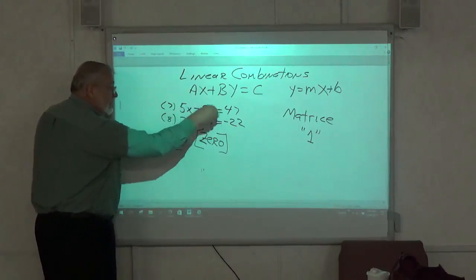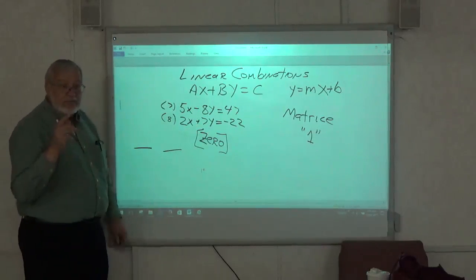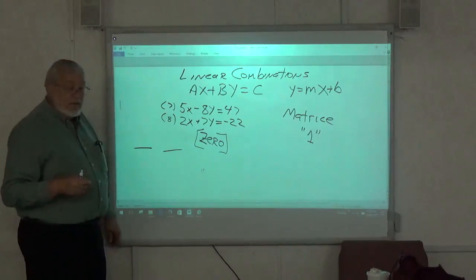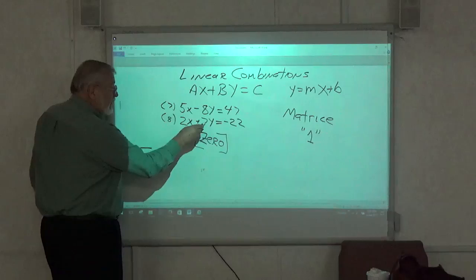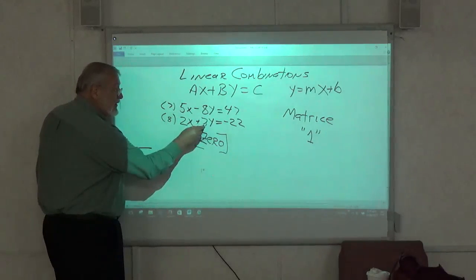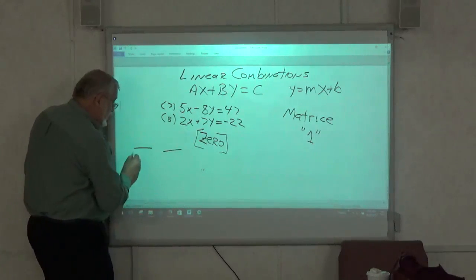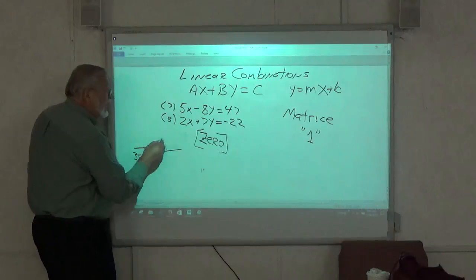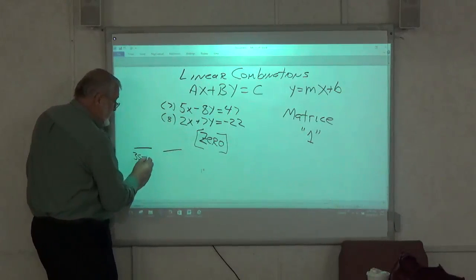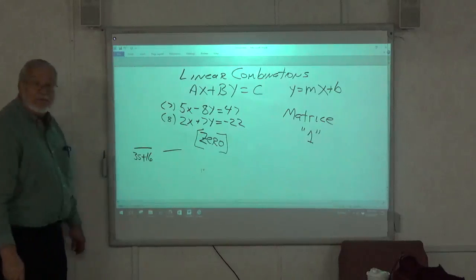What's the denominator for these two equations? 5 times 7. Yeah, 5 times 7, which is 35, minus 2 times 8, which is negative 16, which would be plus 16.